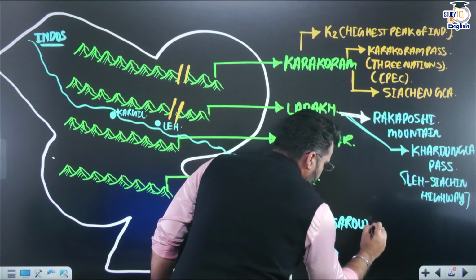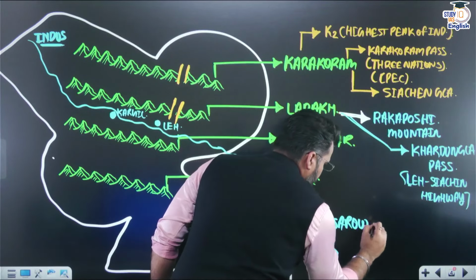This is called Mansarovar Lake, and this river originates through it. One thing you can also write down is that the extension of Karakoram is present here by the name of Kailash range. So the Karakoram continuation is present here, which is called Kailash, and just in the southern part of Kailash you will find Mansarovar Lake.